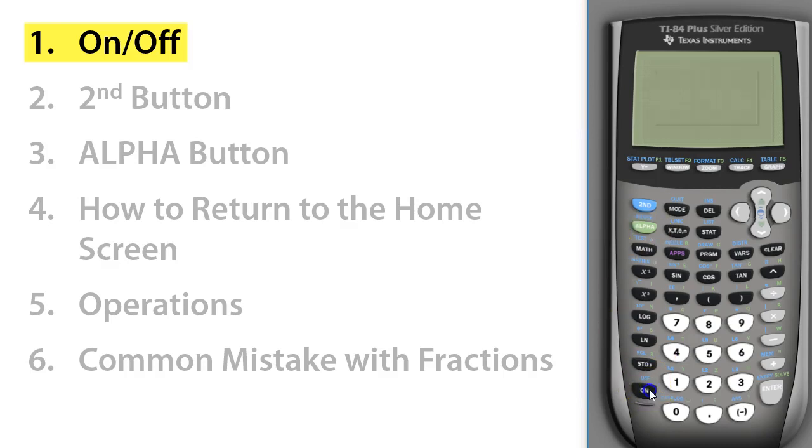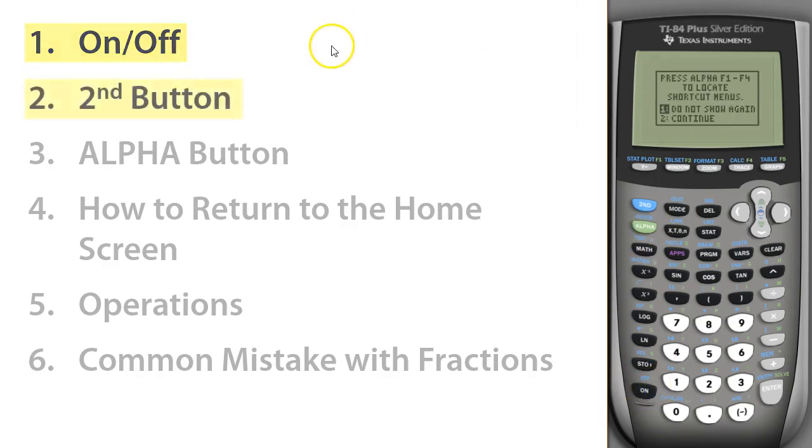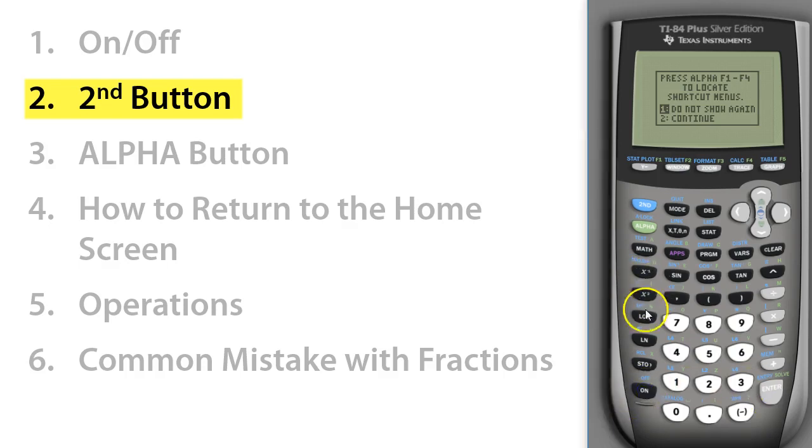All right, so let's turn it back on. And that brings me to the same thing: the second button is how you access anything that's in blue. For example, let's say I wanted to do the square root of a number. So I'd press second, and then, oops, let's try it again. Second, x squared to do the square root.